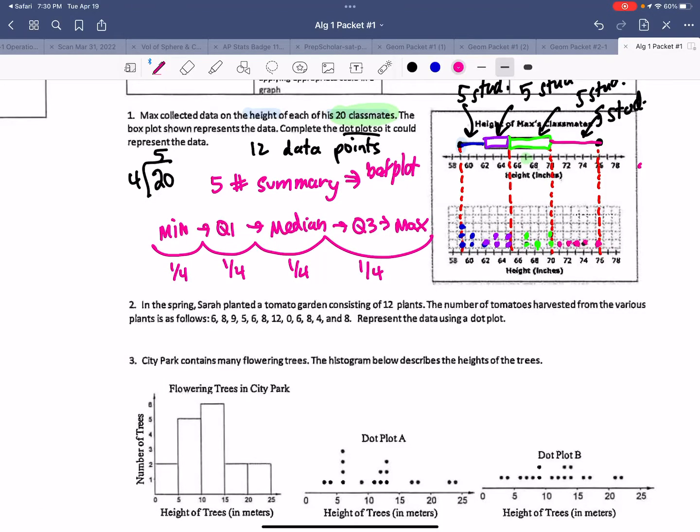Okay, let's look at question number 2. In the spring, Sarah planted tomatoes consisting of 12 plants. Okay, so we can create a dot plot, and that's all they need, a dot plot. So we have to order these least to greatest.